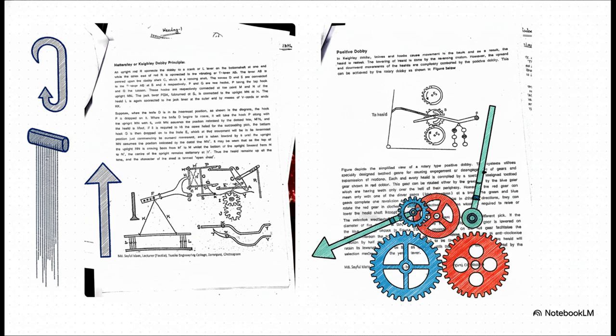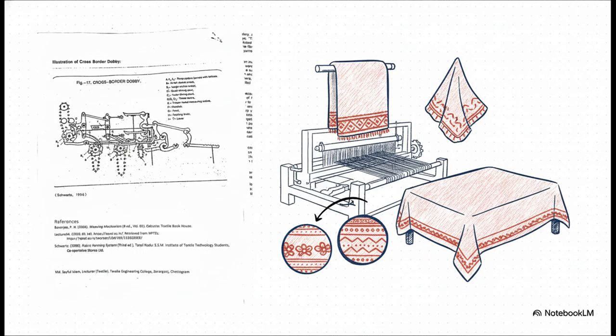But on the right, you've got a rotary positive Dobby. That thing uses these incredible gears to give the weaver total control over both the up and the down motion of the threads. That's absolutely essential if you're working with really heavy or tricky fabrics. Or check out this specialized machine, the cross-border Dobby. This thing uses multiple pattern chains, one for the main part of the fabric and another one just for the border. It can automatically switch between them, weaving the body of, say, a towel or a tablecloth, and then perfectly execute a complex border. Just brilliant.